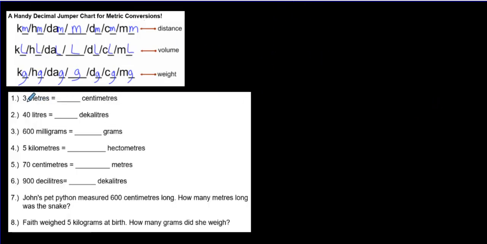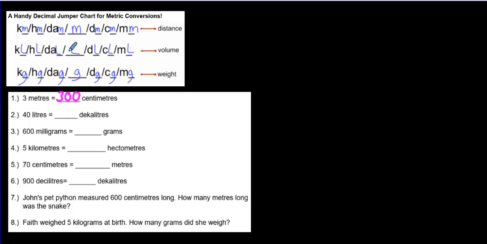Now, here we have 3 meters to centimeters. Okay, meters to centimeters is 2 jumps over. 1, 2. 300 centimeters. Liters. Okay, these are new. Let's go from liters to decaliters. Now remember, deca is different than deci. Okay, deci are the ones that have the D. Deca are the ones that have the DA. Okay, so that's something to note. So deca.